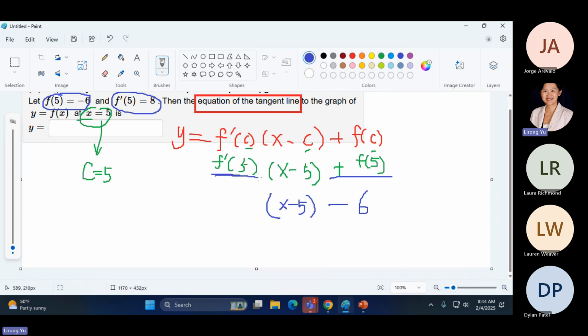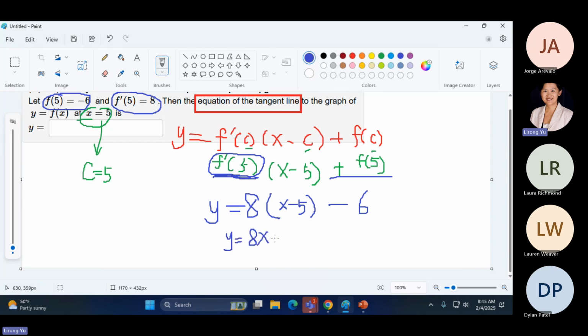That is abstract notation. In the actual equation for the tangent line, you have to replace this by the actual number. That's f prime of 5 is 8, so 8 is replacing the entire notation. Don't leave any f or f prime in your final answer. So you can answer your tangent line equation just in that form, but if you want to simplify it, that's fine.